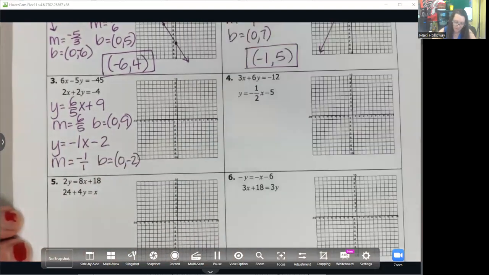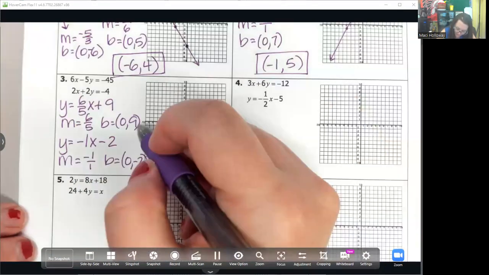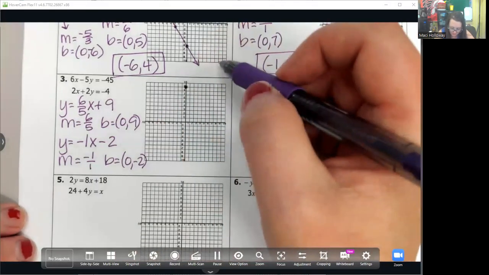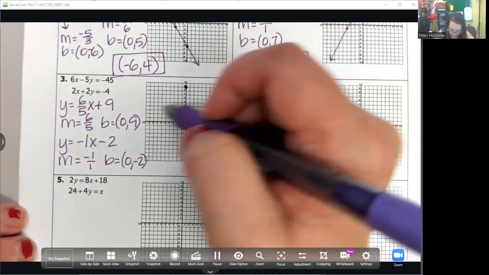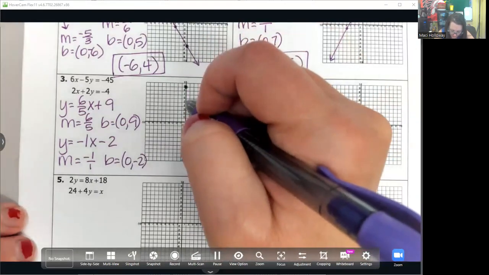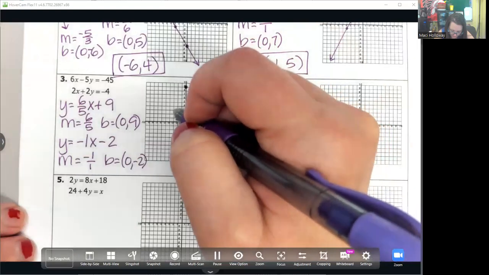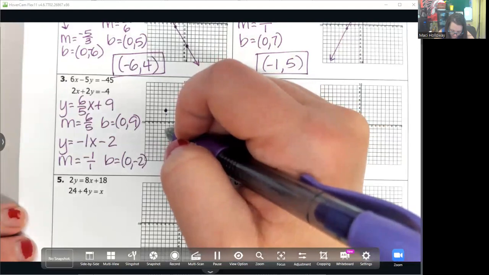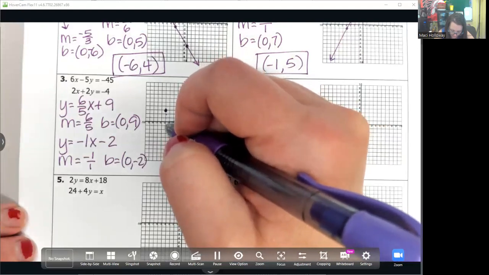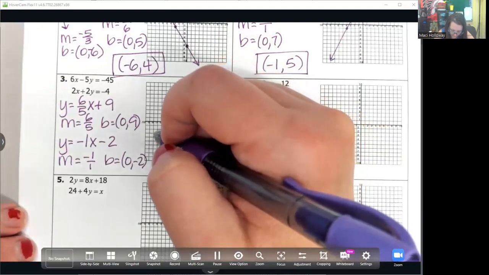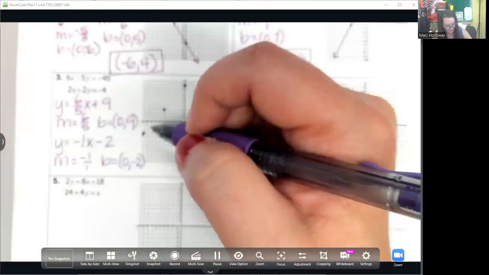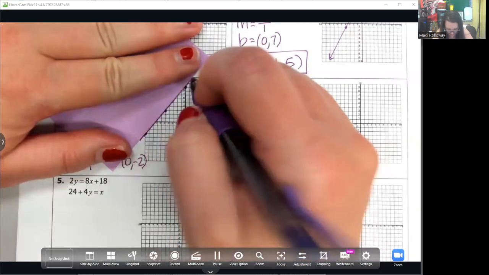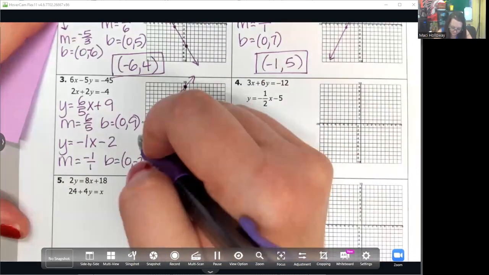So now we're okay to graph this. I'm going to find 0, 9, and then count my slope up 6 over 5. Well, that goes off. So I'm going to go down 6 and back 5. 1, 2, 3, 4, 5, 6. 1, 2, 3, 4, 5. All right, so connecting our dots here. All right, that's that one.